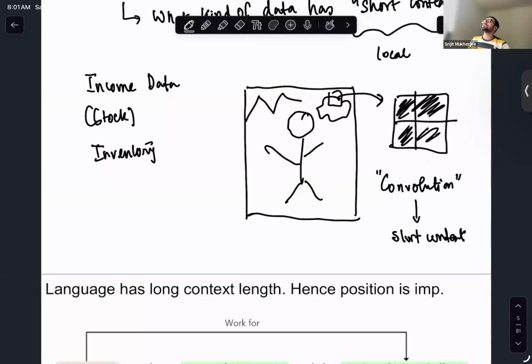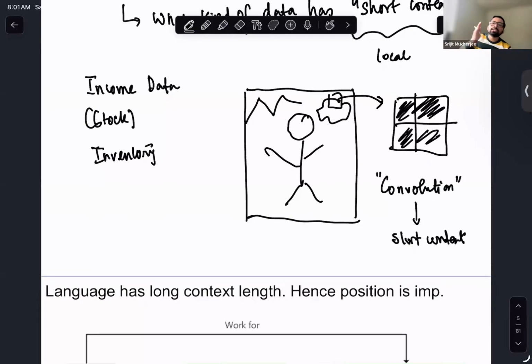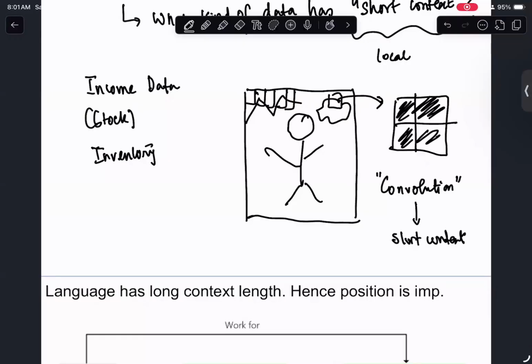Okay, let me clarify. When I say context, you're right, it's not in terms of number of data, but in terms of the feature space. So if you consider each image as a sequence of pixels, I'm considering in that format. Does it make sense? Yes, images could have a lot of features also. Yeah, so you're right, absolutely.